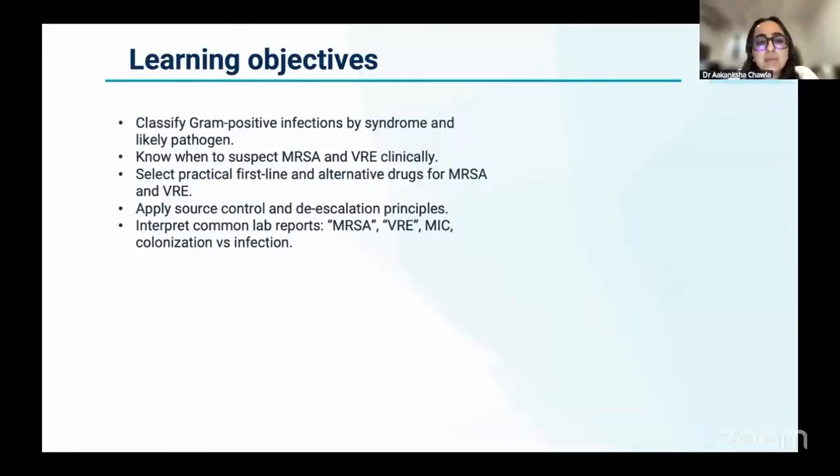When do you suspect MRSA and vancomycin-resistant enterococci clinically? What drugs should you choose empirically? How do you achieve source control and de-escalation? And how do you interpret the labs when you actually get a report that says MRSA or VRE?